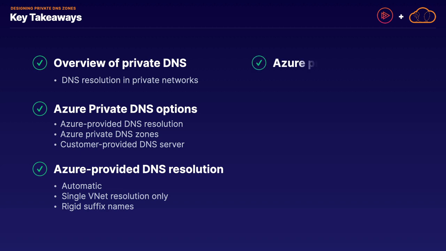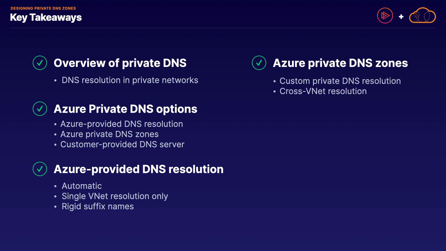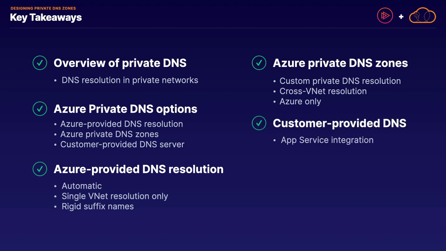We also took a quick look at Azure Private DNS Zones, which do provide more customization and flexibility, which include cross virtual network resolution. However, it is scoped to our Azure resources only. And the third option we're going to talk about in a bit more detail coming up is customer provided DNS, which is used for app service integration and more notably hybrid scenarios, which we're going to talk about in our next lesson, among other topics as well. That's going to go ahead and wrap up this lesson. Let's go ahead and move on to the next one.